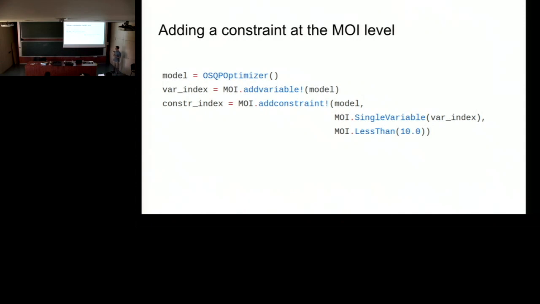Okay, so just a peek of the MOI API, not too complicated. We have what we call optimizer objects. So MathProgBase has solvers and models.